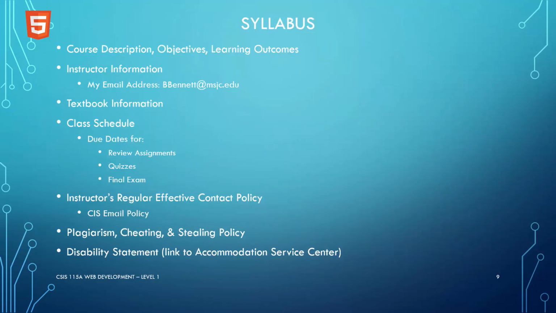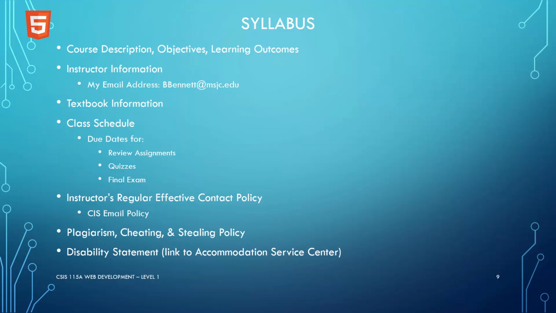So the syllabus has the course description, the objectives, the learning outcomes, and my instructor information. Primarily what you want there is my email address. Also, the textbook information is covered there. Class schedule, which is the due dates, the review assignment due dates, the quiz due dates, and then the final exam, which is by the last day of this class.